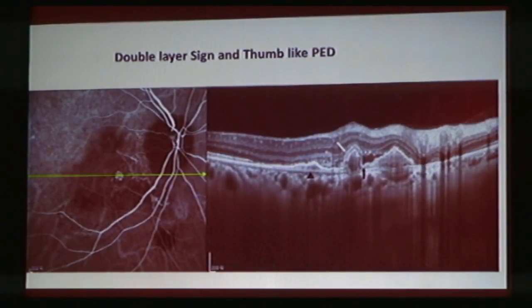Double layer sign is when you have the retinal pigment epithelium above, like in this case, and the line below is probably the Bruch's membrane, and you have a hyperreflective area in between. So that becomes a double layer sign, which is seen both in PCV as well as CSR. And this is your typical thumb-like elevated PEDs, which also has a wall around it.